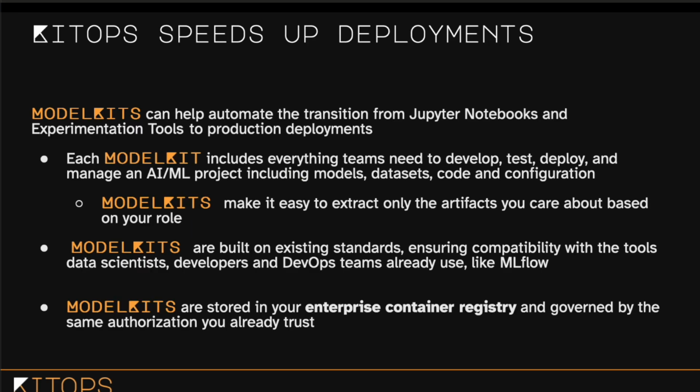Besides reducing risk, using model kits can help speed up production deployments by easing the transition from Jupyter notebooks and experimentation tools. Model kits make it easy to extract only the artifacts of interest based on a person's role. Model kits are also built on existing standards, ensuring compatibility with the tools data scientists, developers, and DevOps teams already use, like MLflow. Finally, model kits are stored in your enterprise container registry and governed by the same authorization you already trust.